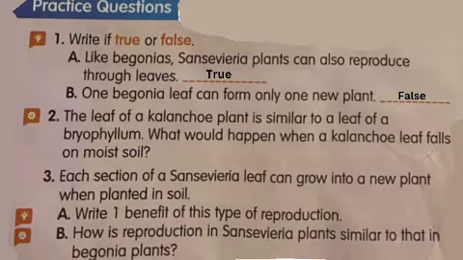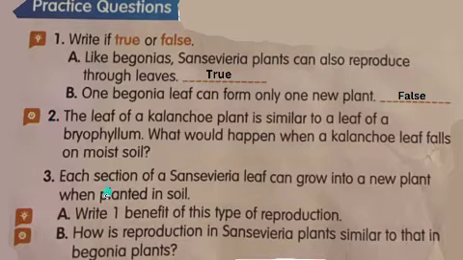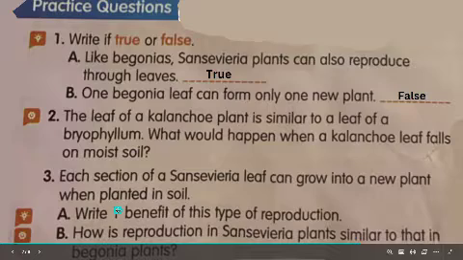Question 2. The leaf of calantha plant is similar to a leaf of Bryophyllum. What would happen when a calantha leaf falls on moist soil? Answer: the plantlets on the margin of the calantha leaf will detach from the parent plant and they will grow as independent plants.